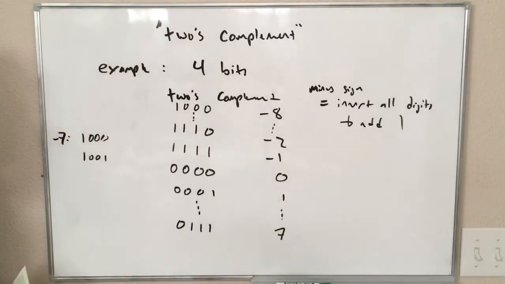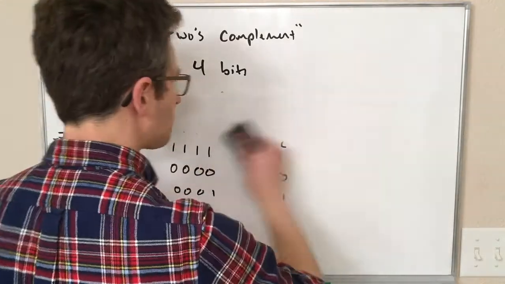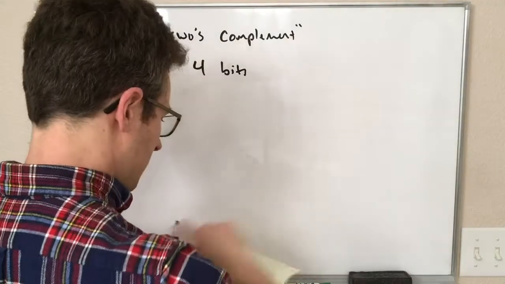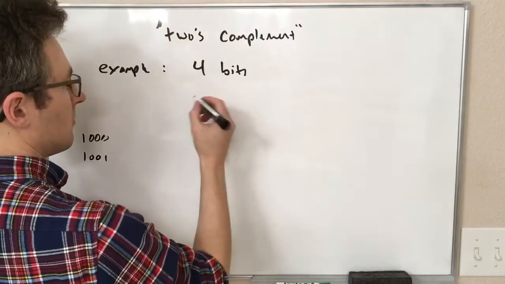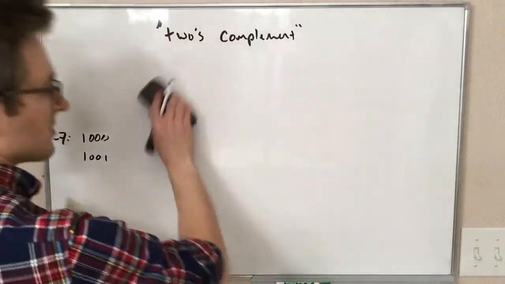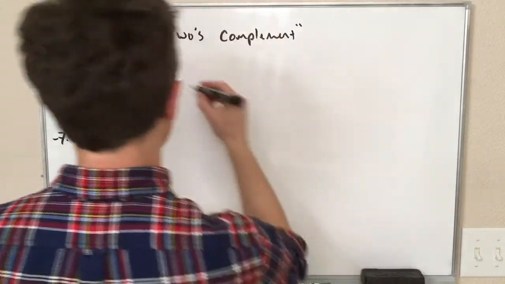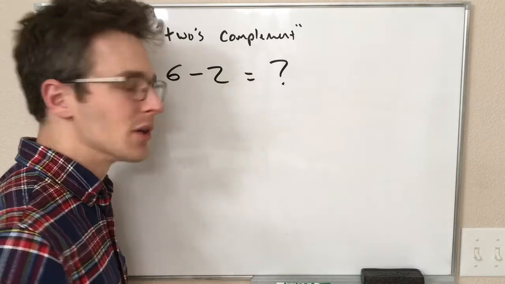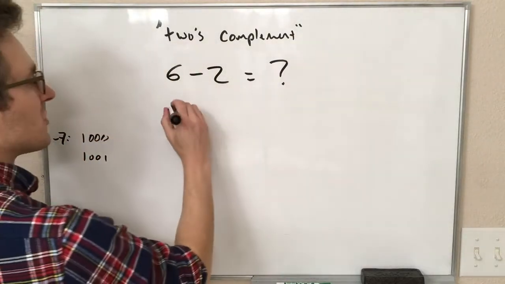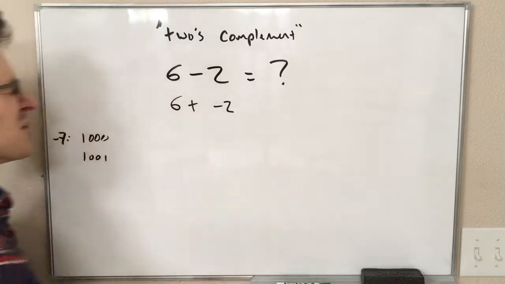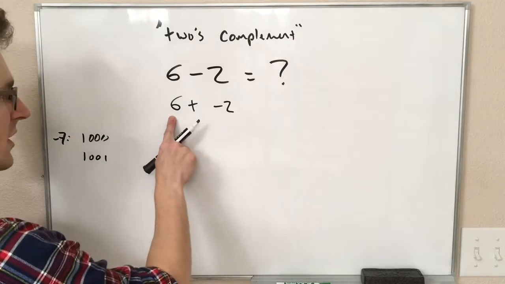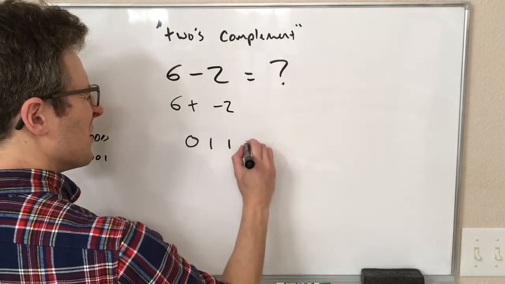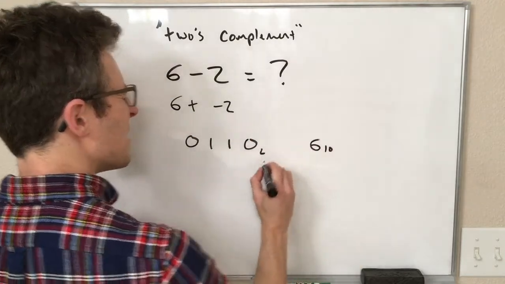Okay, so why the heck would we want to do it like this? Well, let me show you. Let's say I want to add together 2 numbers where one of them is negative. So let's say I want to subtract, let's do something simple, 6 minus 2, right? This is what we can do in our head. So of course, 6 minus 2 is the same as 6 plus negative 2. And we know that 6 in this system is going to be 0, 1, 1, 0.